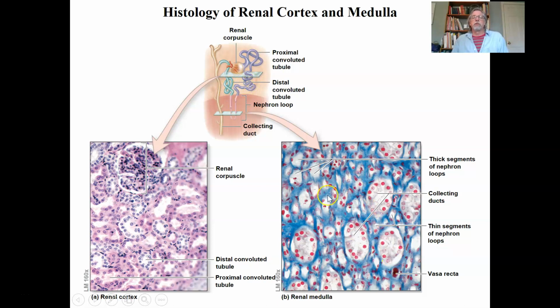In the medulla, the tubes are going to be the loop of Henle running through the medulla, or the collecting ducts. So these really large tubes here are the collecting ducts, and the smaller diameter tubes are going to be the loop of Henle. So there you might see the difference between the larger segments and the smaller segments, thin versus thick segments of the loop of Henle.